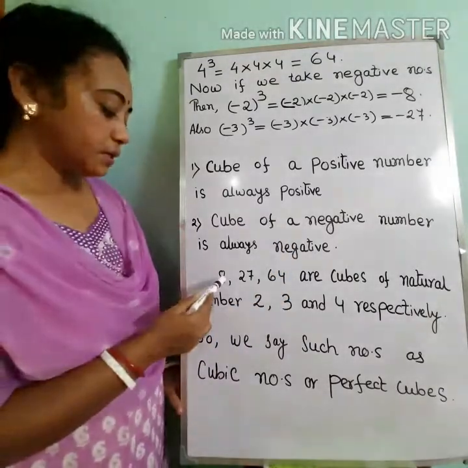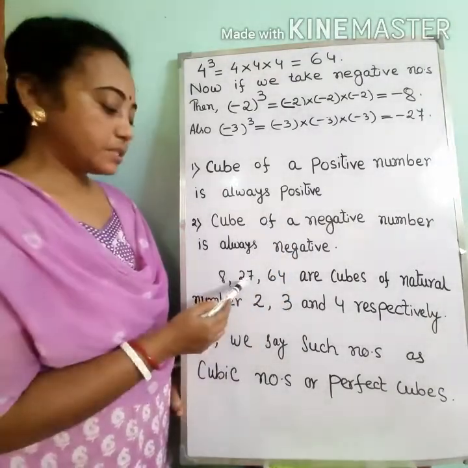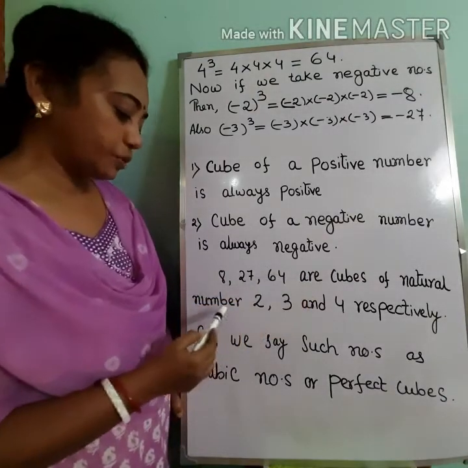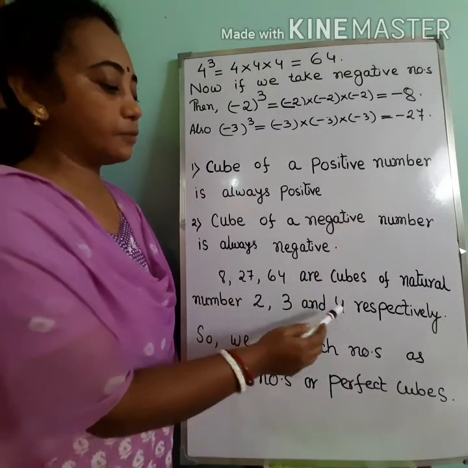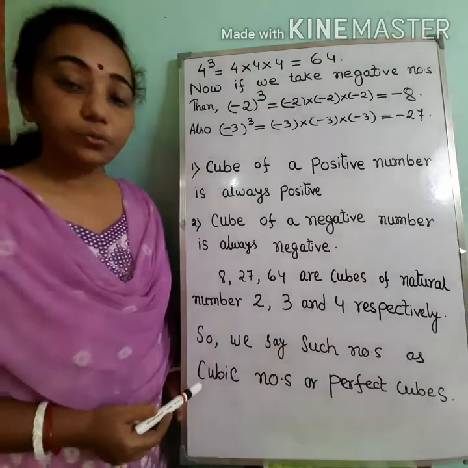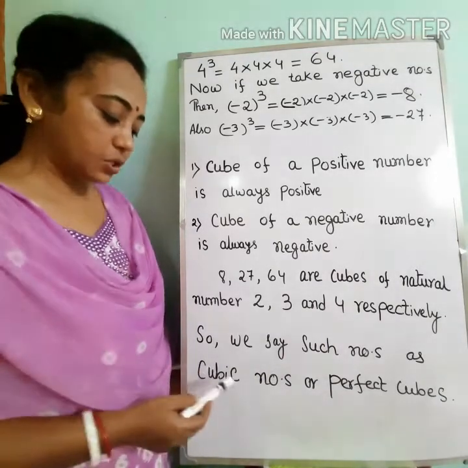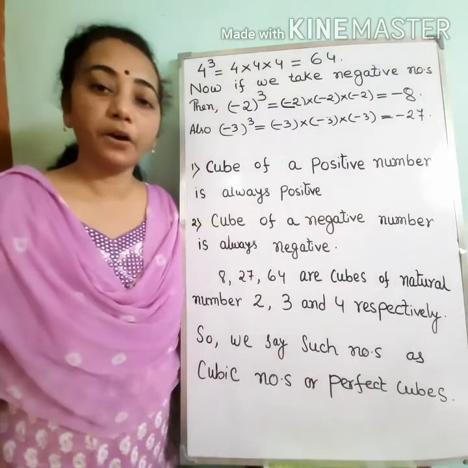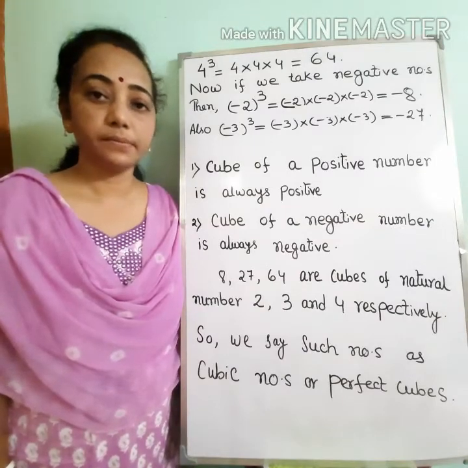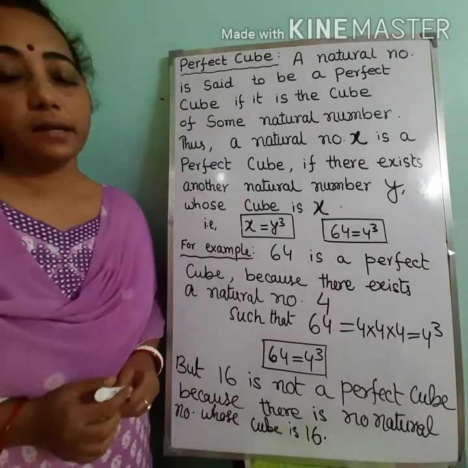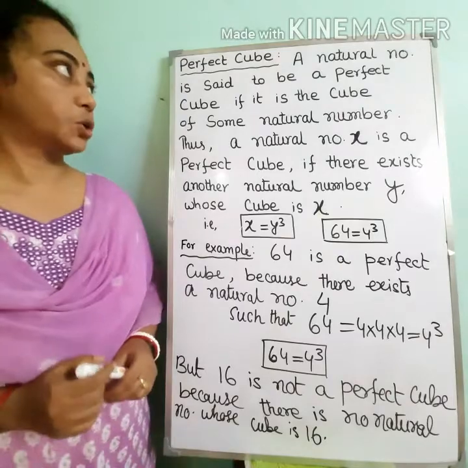Also, the numbers 8, 27, 64 are cubes of the natural numbers 2, 3 and 4 respectively. So, we call such numbers cubic numbers or perfect cubes. Let's see the definition of a perfect cube.